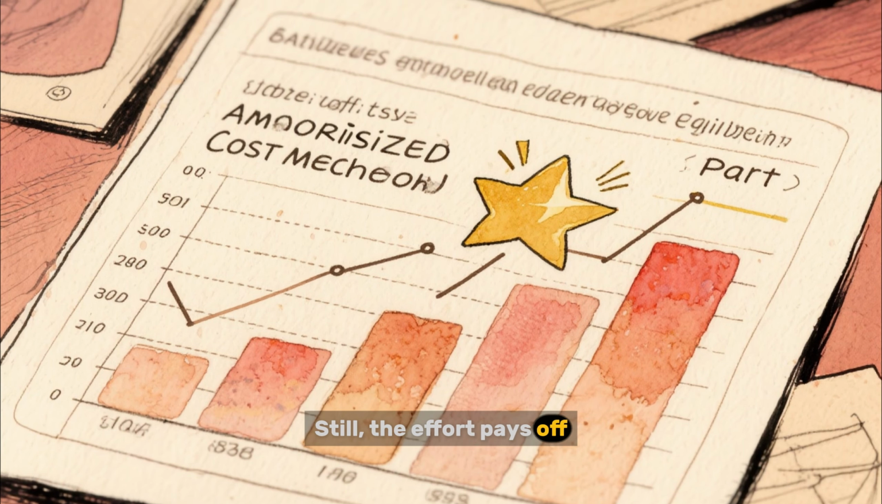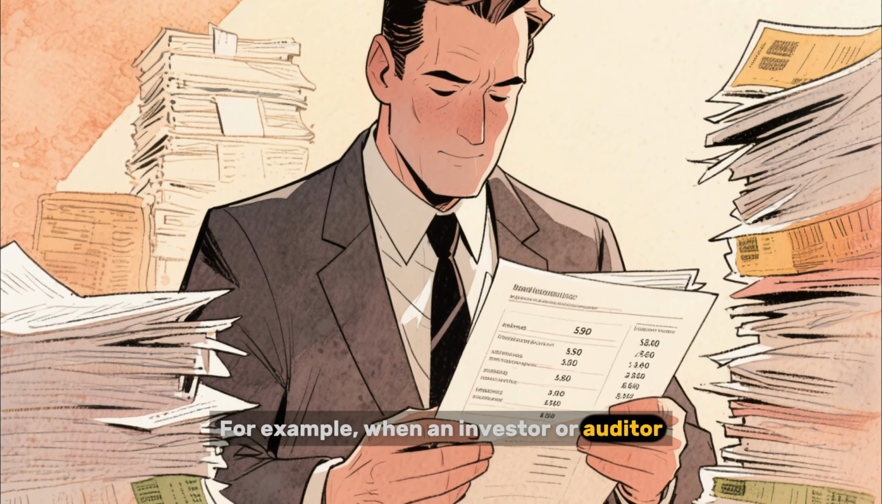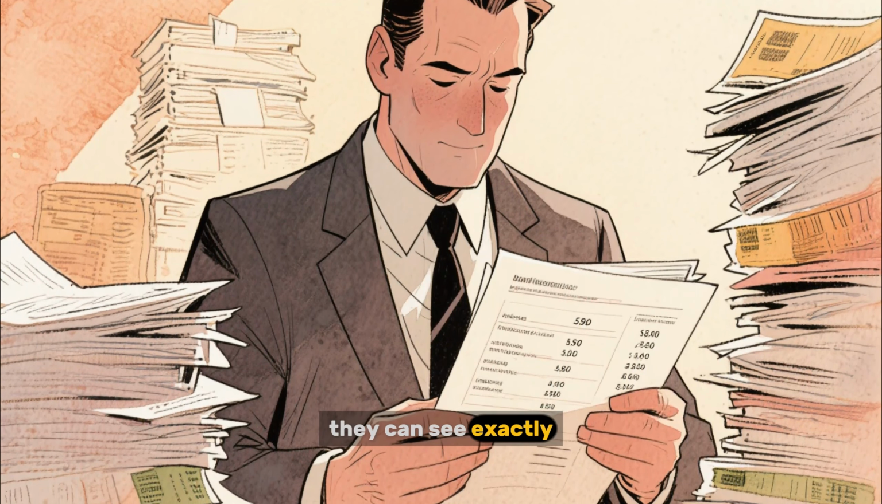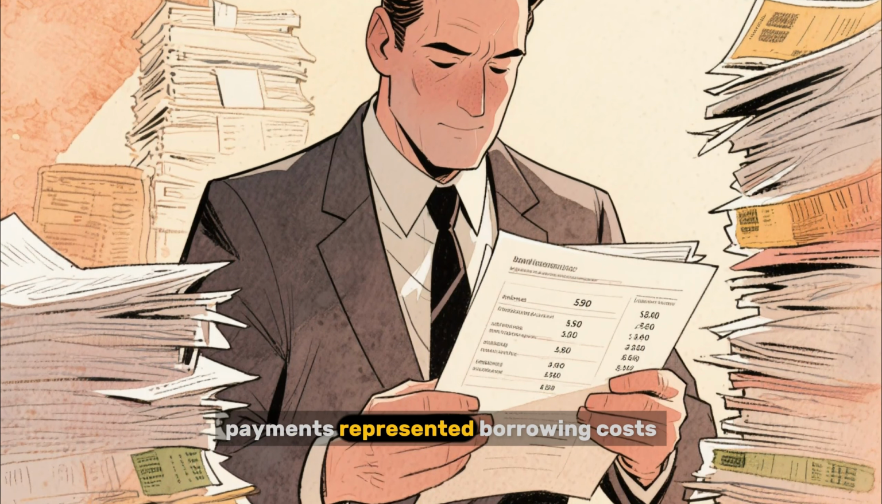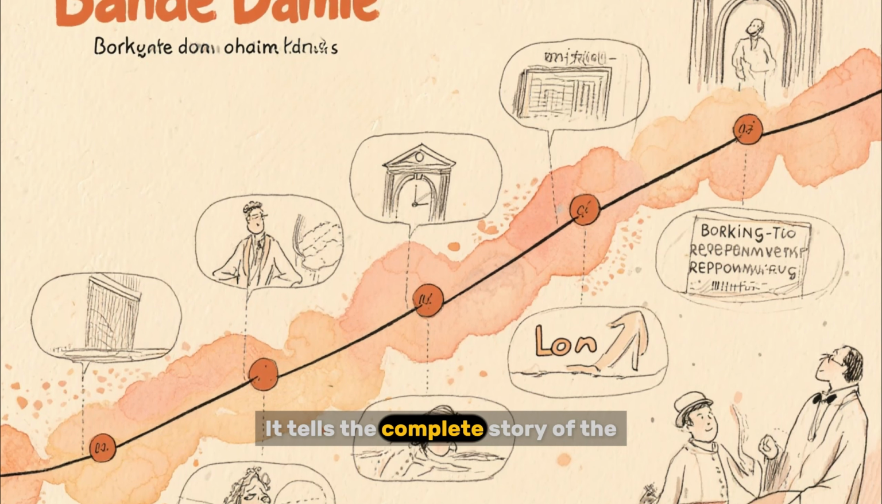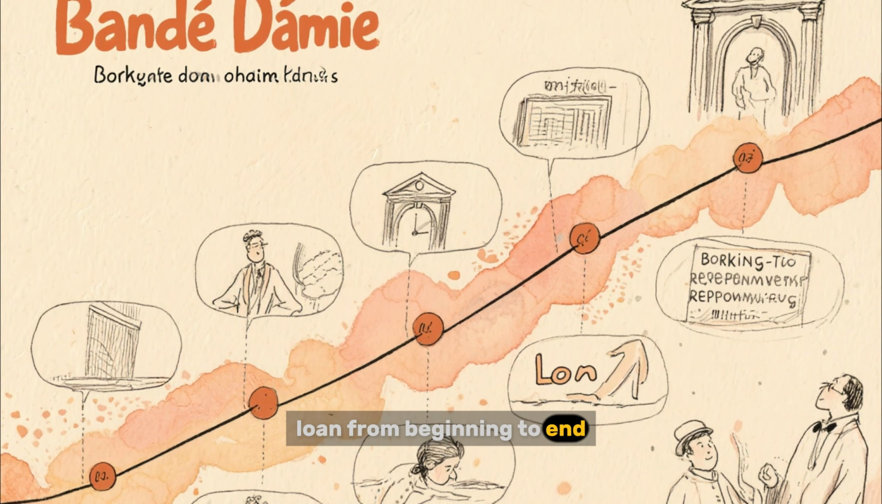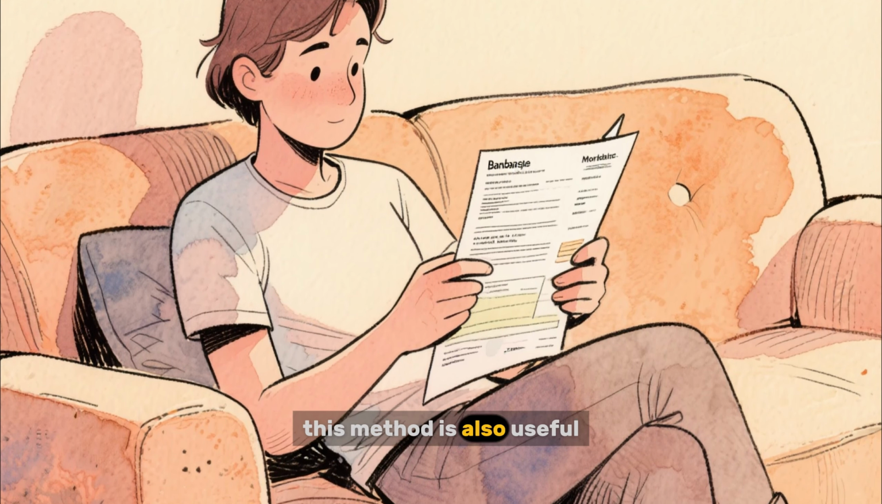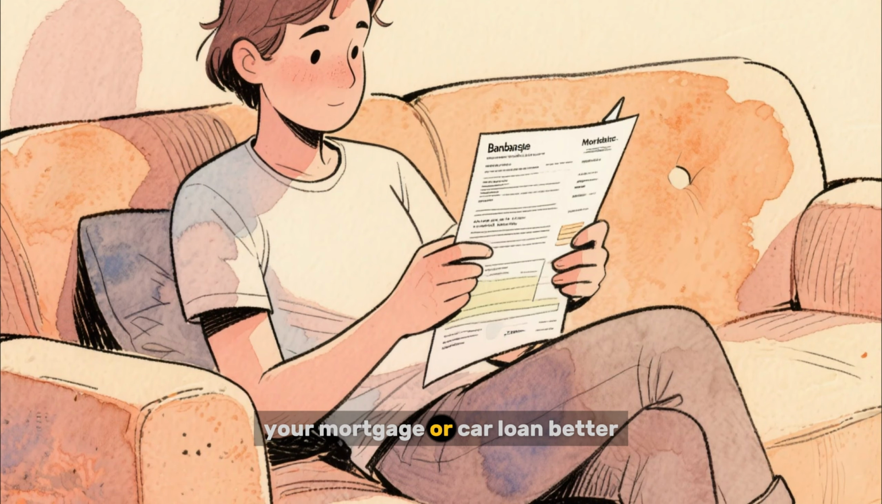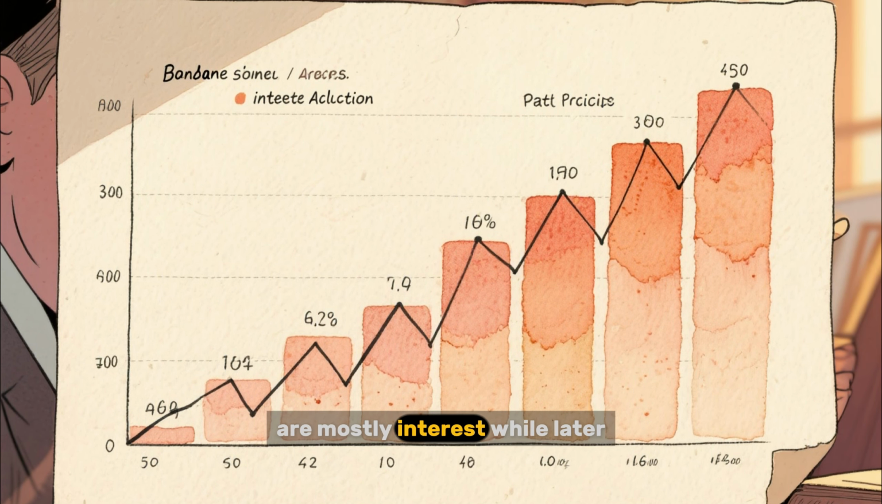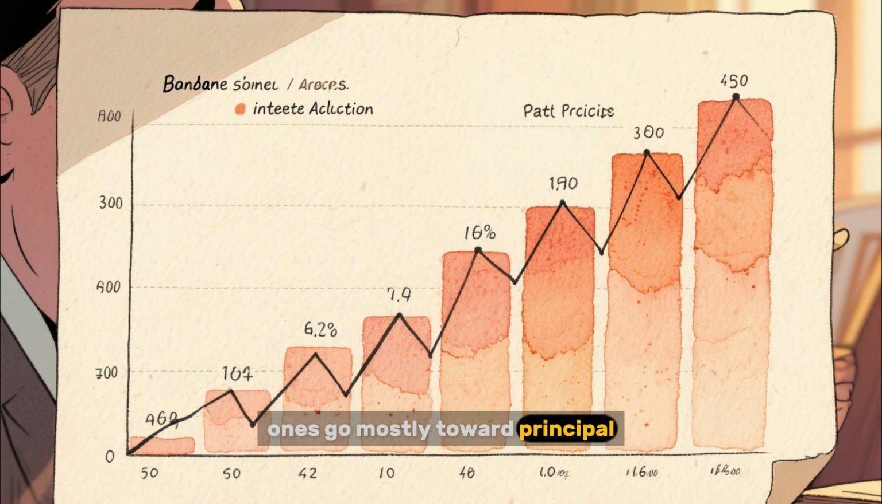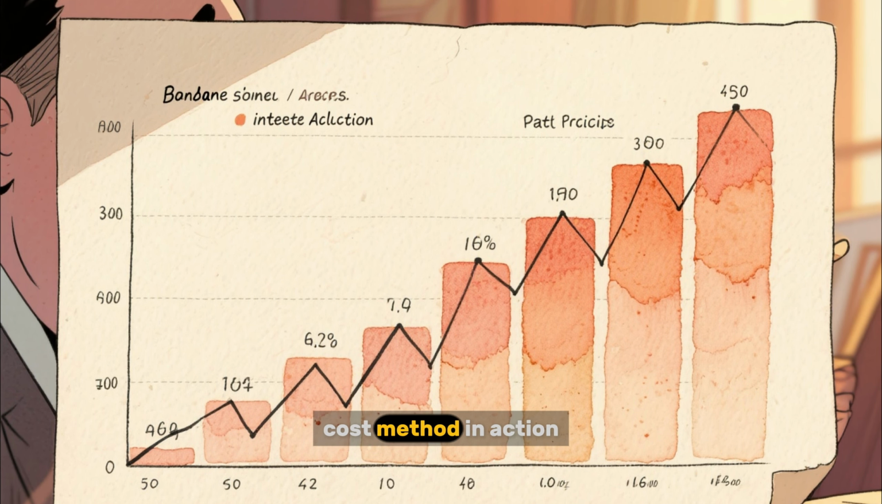Still, the effort pays off. For example, when an investor or auditor reviews your books, they can see exactly how much debt you've repaid, how much remains, and what portion of past payments represented borrowing costs. It tells the complete story of the loan from beginning to end. In personal finance, this method is also useful if you want to understand your mortgage or car loan better. When you look at your loan statement and see how early payments are mostly interest, while later ones go mostly toward principal, that's the amortized cost method in action.